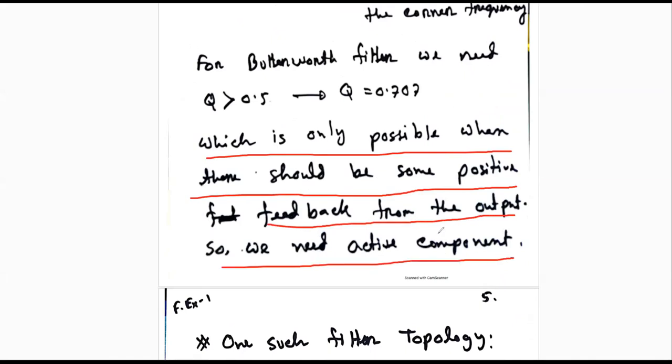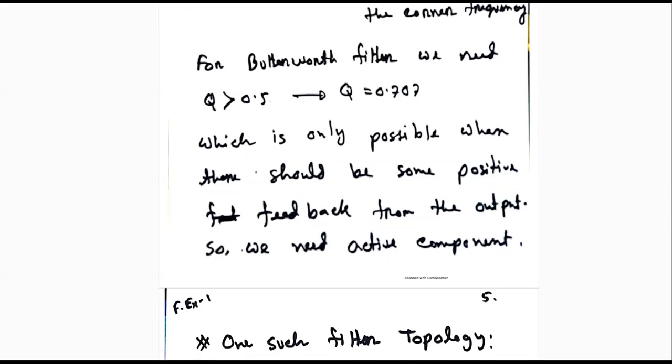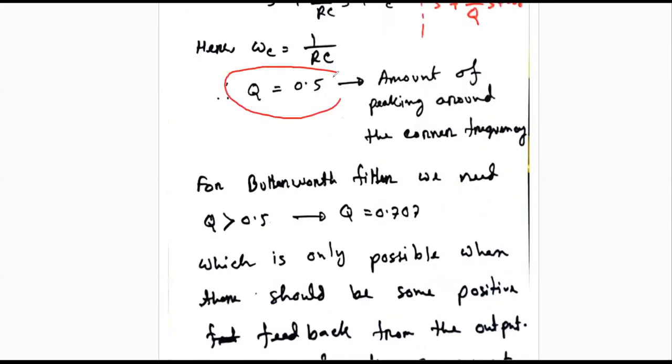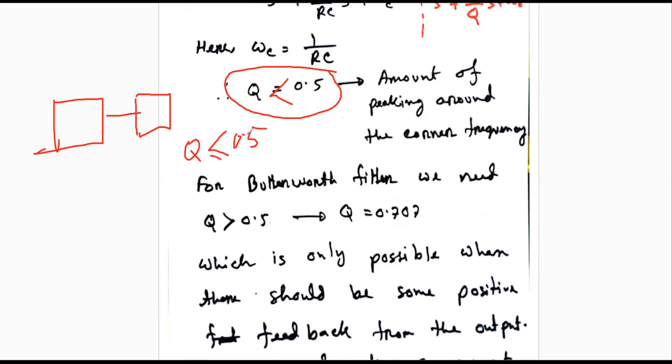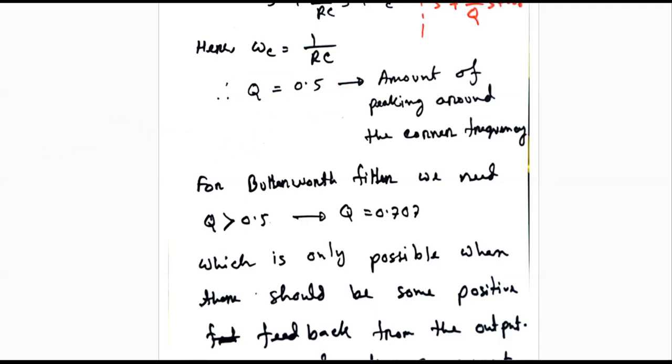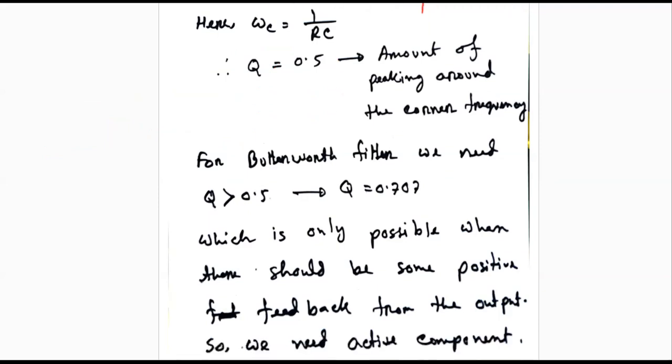This is very important. Naturally, if you use passive components, you can find Q equal to 0.5. Though this is not entirely true, it should be less than 0.5 because there are some losses inside the resistor and the capacitor. So practically, if I try to build a low pass filter by cascading two low pass filters, the value of Q should be less than 0.5. For the ideal case it is 0.5, but practically it is less than 0.5. So this is not actually the characteristic of the Butterworth filter.